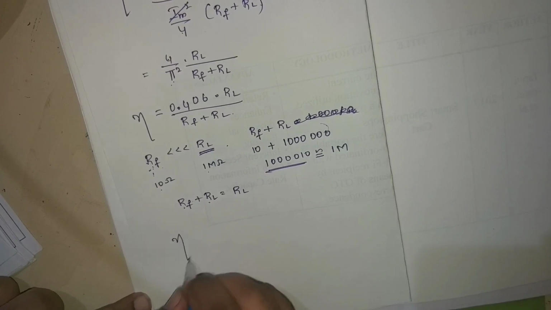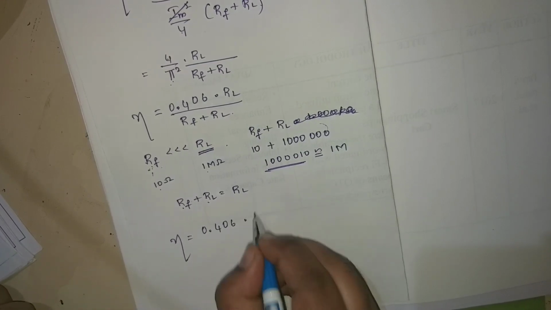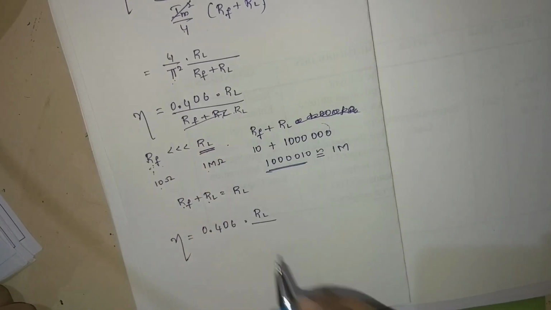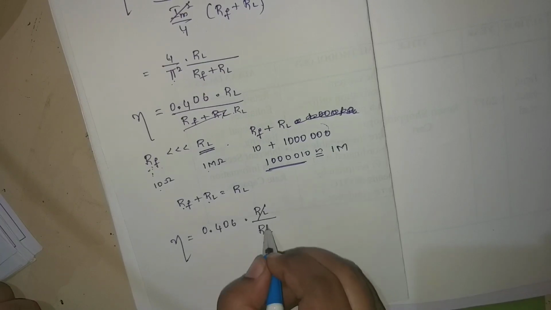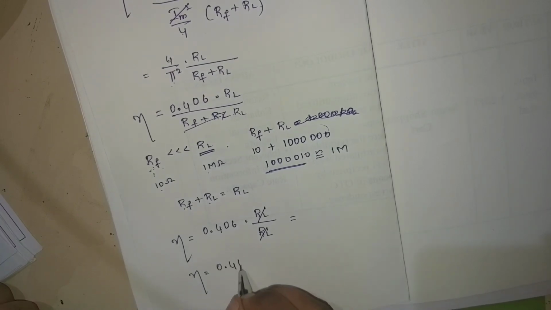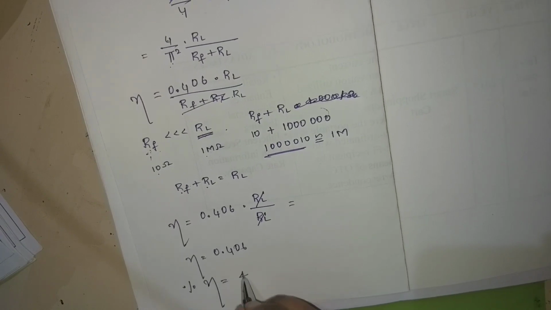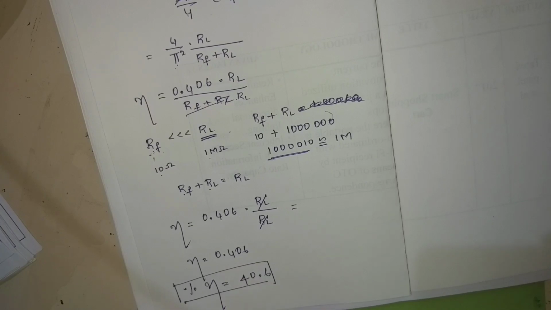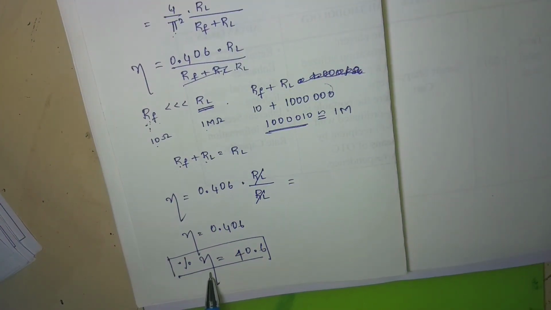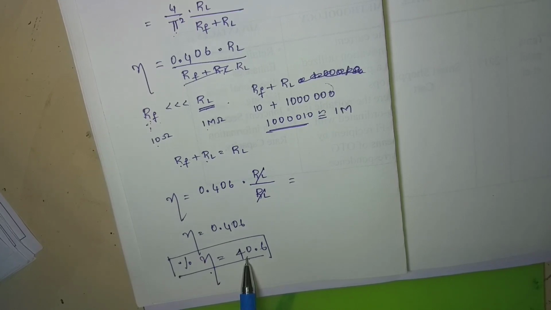Then what happens to the equation of efficiency? Efficiency is 0.406 into RL divided by RL, so RL and RL get cancelled. Efficiency is 0.406, or in terms of percentage, efficiency is 40.6. That is, when using a half wave rectifier, its efficiency is just 40%. If I send 100 units of AC power, I will get only 40 units of DC power at the output. So this is the efficiency and the significance of half wave rectifier.